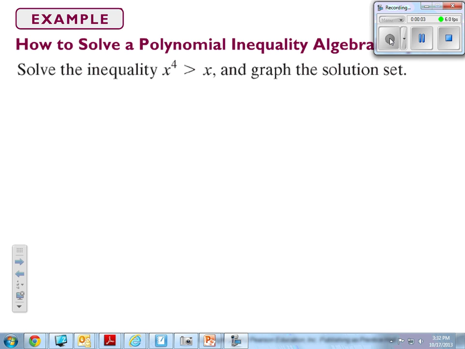Next, we're going to look at solving a polynomial inequality algebraically. And most likely, this is what's going to be required on the final. This is mostly what your homework is like. Again, when you have an inequality, you want to be comparing to 0.